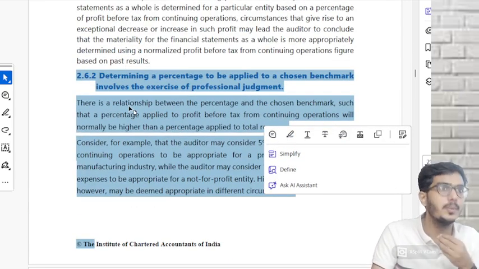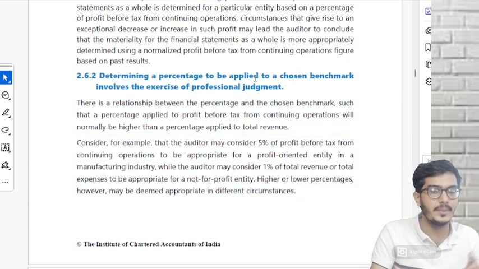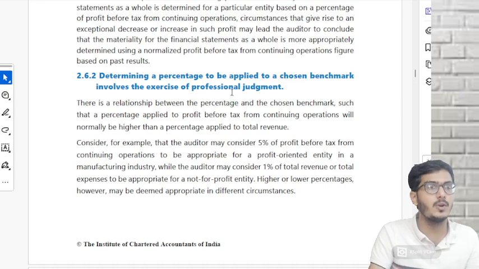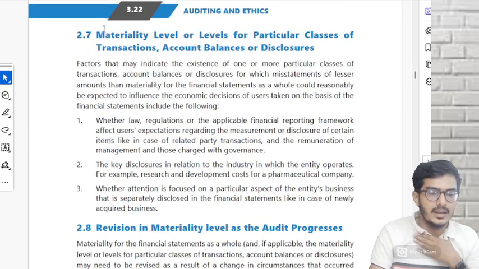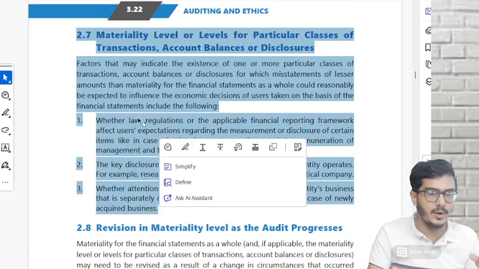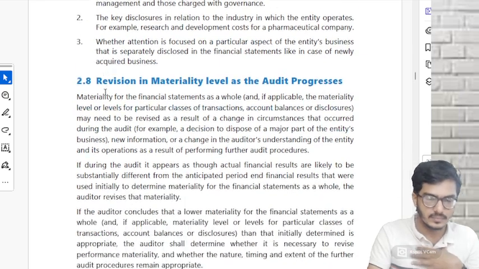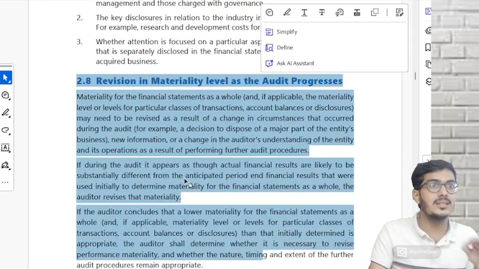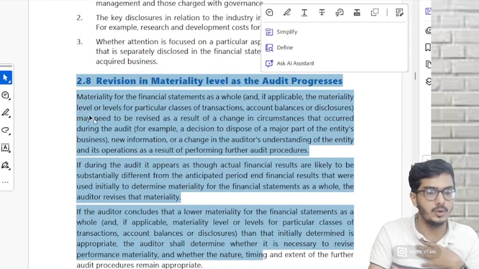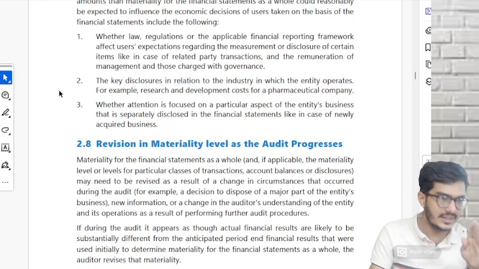So RMM is done. Just read that in. Determining a percentage to be applied to a chosen benchmark involves the exercise of professional judgment. This particular thing, again, is simple only. You can mug it up. It is very simple. 2.8 MUG slash CBQ. Why 2.8 MUG slash CBQ? You think and tell me.